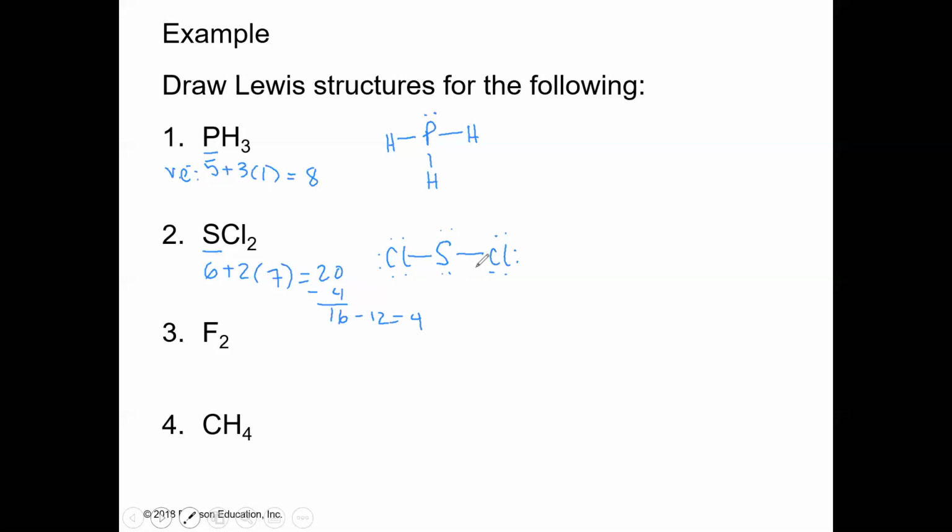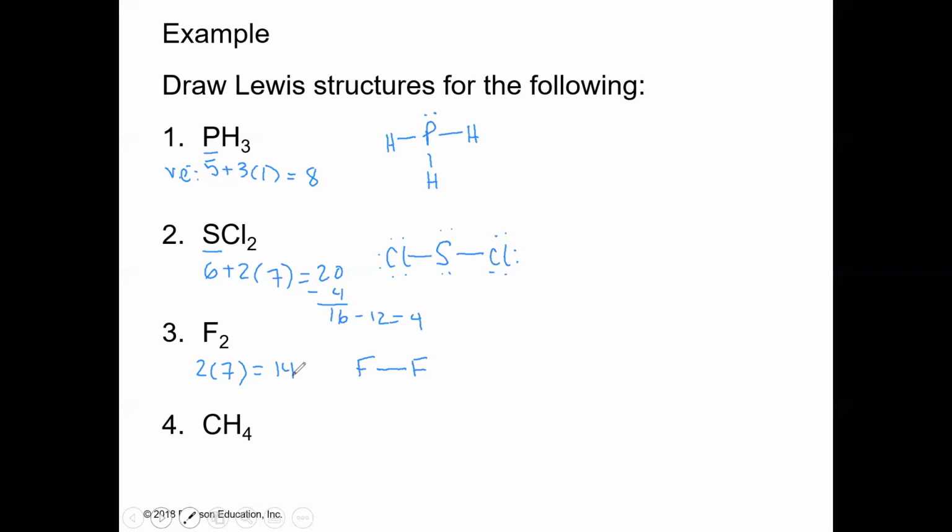Next, let's see how many valence electrons we need for F2. Each of our fluorines has 7 valence electrons, so in total we have 14 valence electrons. We don't have a central atom, so we just have fluorine to fluorine. First, we'll connect them with a single bond. So far we've used 2 of the valence electrons.